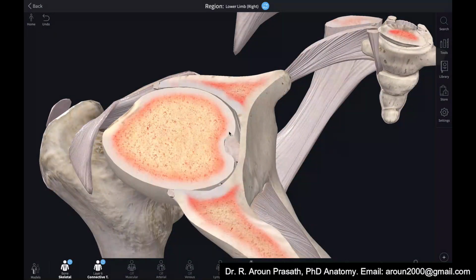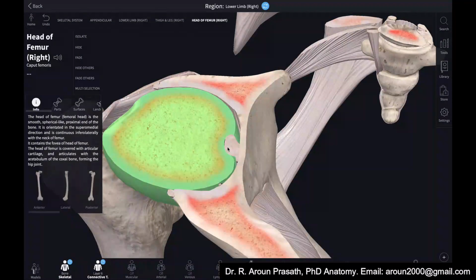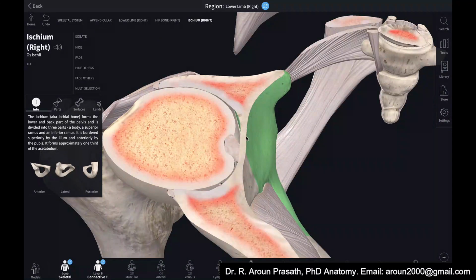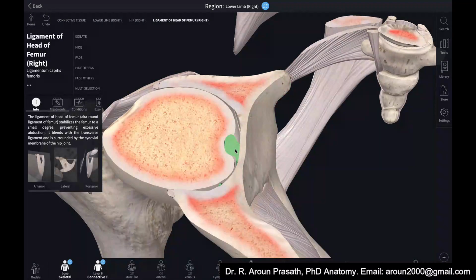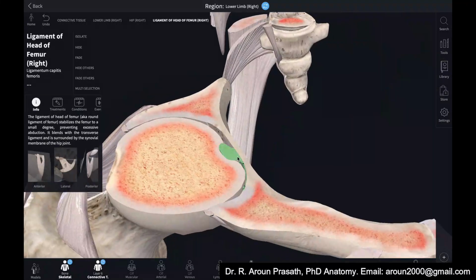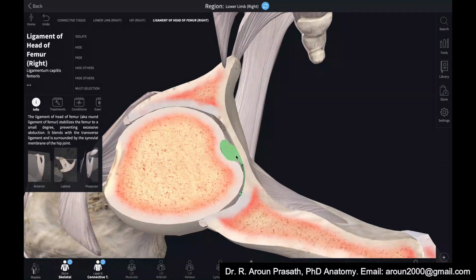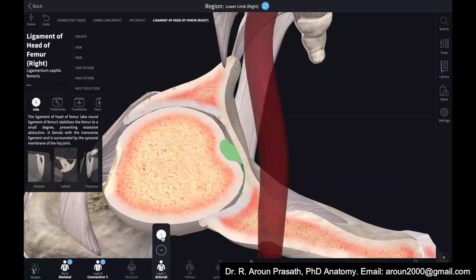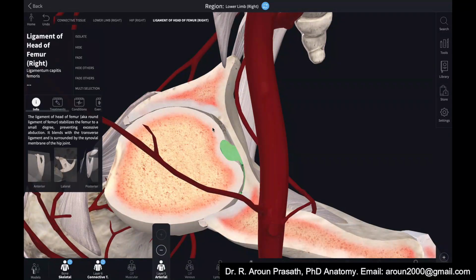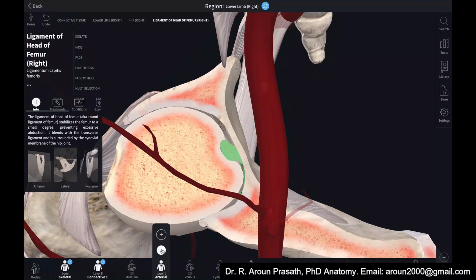What you are seeing here is the head of the femur, and this is the acetabulum. This part is called the fovea of the head of the femur, and this area is the acetabular notch. This ligamentum capitis is attached between the fovea of the femur and the acetabular notch of the acetabulum, holding the head of the femur. Some studies say that the anterior two-thirds of the head of the femur receives blood supply through a small blood vessel that is passing through this ligament.